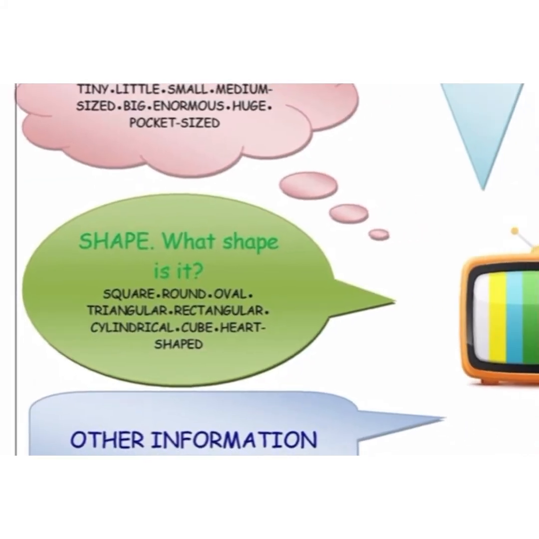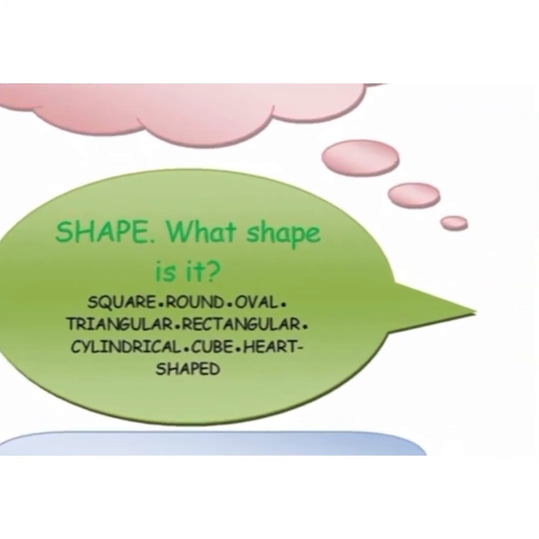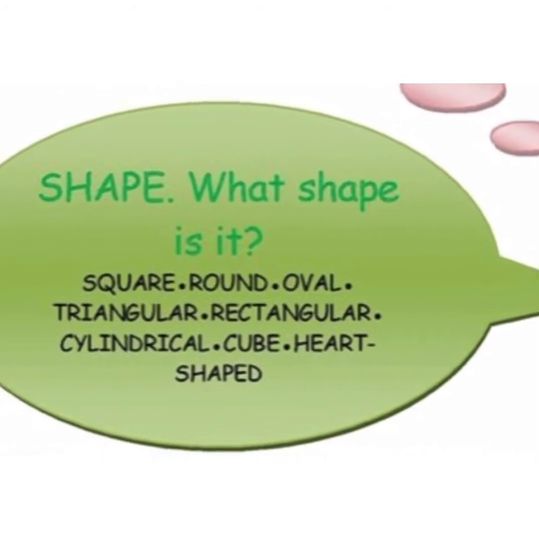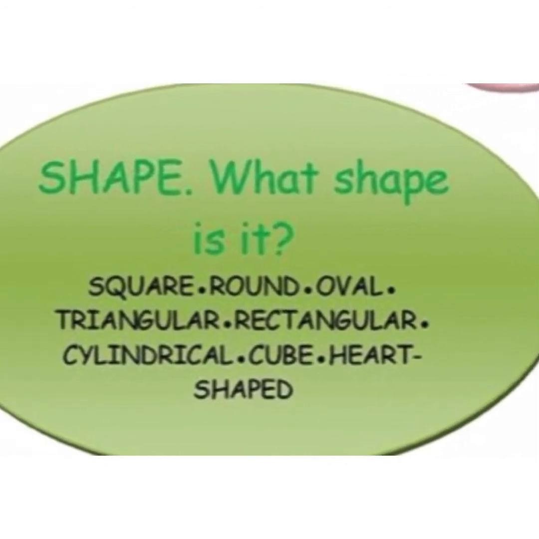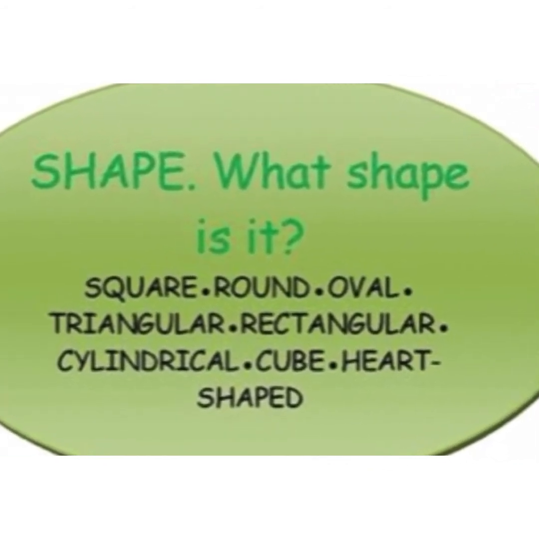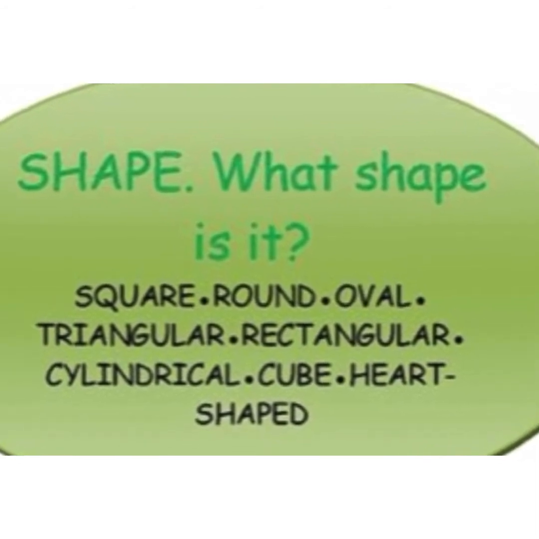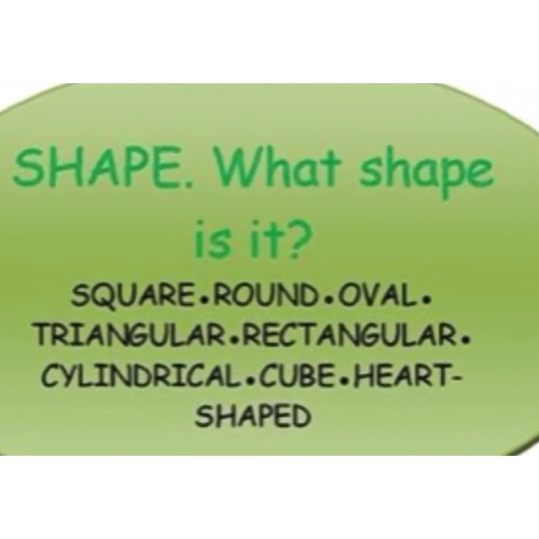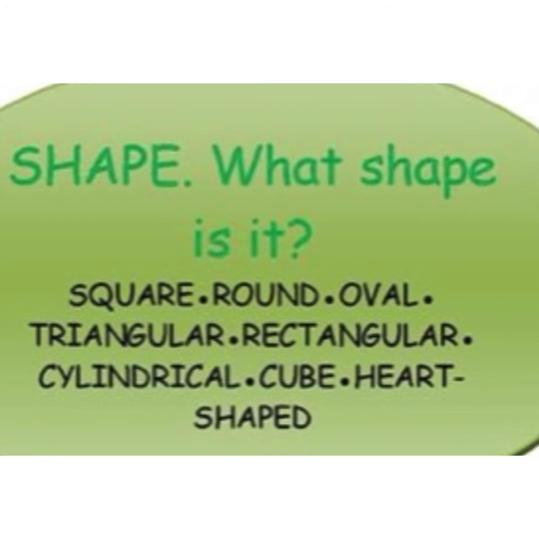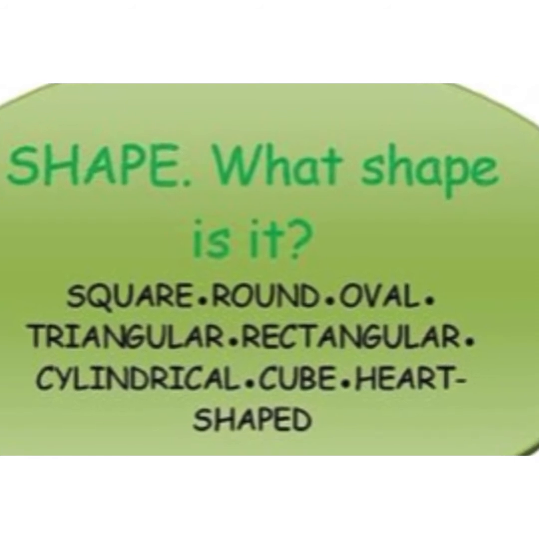Describe your object too using its shape. Pueden describir su objeto también utilizando su forma. What shape is it? ¿De qué forma es? Square, cuadrado, round, redondo, oval, ovalado, triangular, triangular, rectangular, rectangular, or cylindrical, o tiene forma cilíndrica.